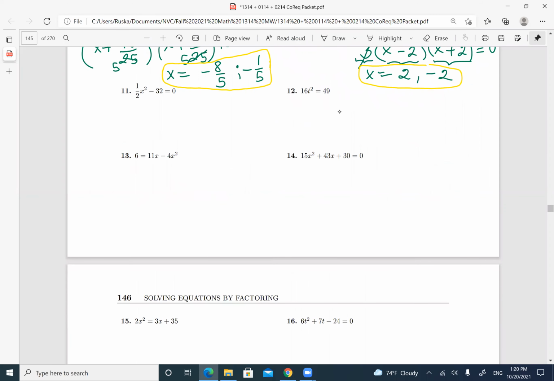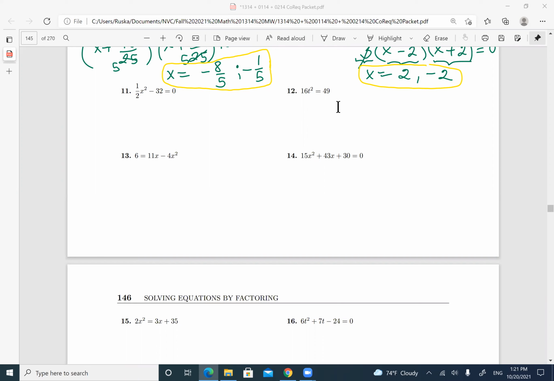We have 2 pages. Do you want one from 11 to 14? Pick one, 11 to 14. Okay, we have 12. Somebody said 12 or 13.